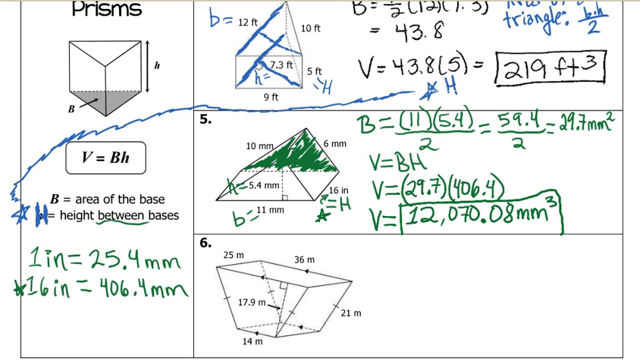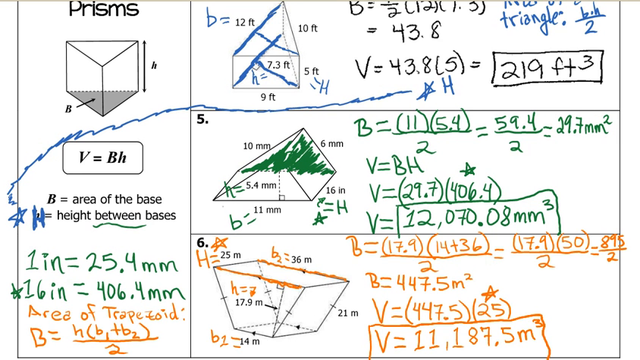Number 6. I did it in orange just to color code and differentiate, so it doesn't get all boring and your eyes don't glaze over. Area of trapezoid. So again, here it's a trapezoidal prism, so we have to find the area of a trapezoid, and I put the formula on the bottom left there. So the area of a trapezoid is big B equals the little height times B1 plus B2, so little base 1, little base 2, all over 2.